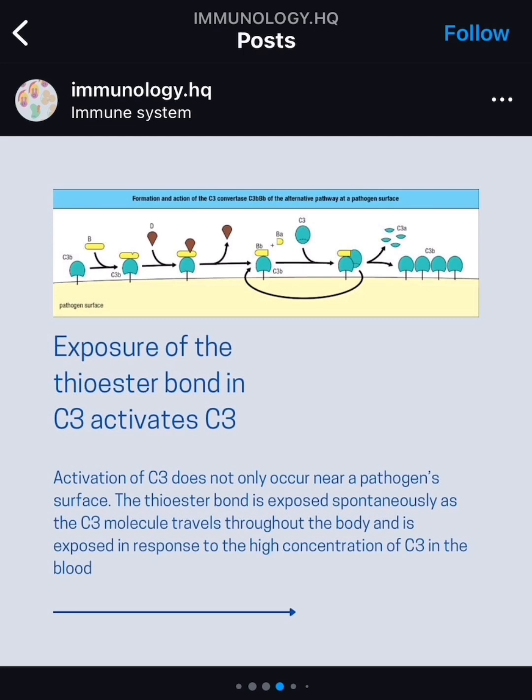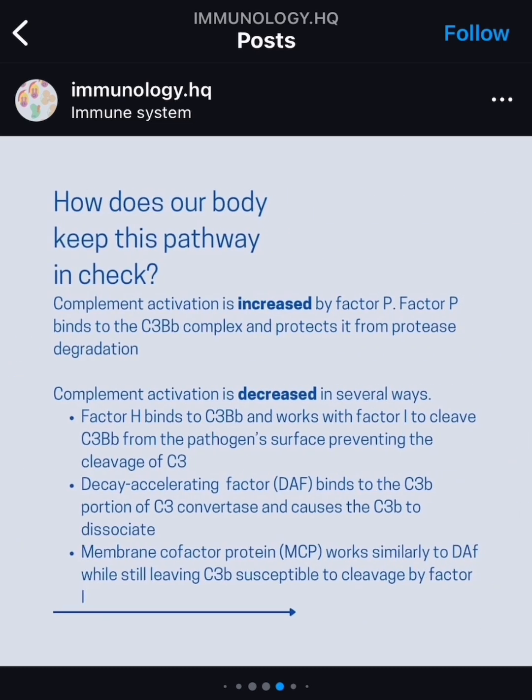Activation of C3 does not only occur near a pathogen surface. The thioester bond is exposed spontaneously as the C3 molecule travels throughout the body and is exposed in response to the high concentration of C3 in the blood. How does our body keep this pathway in check?